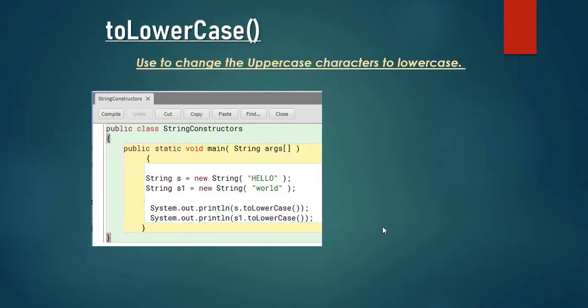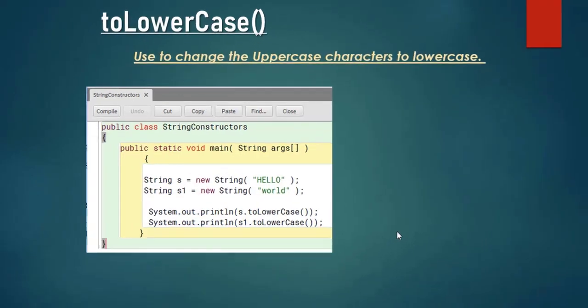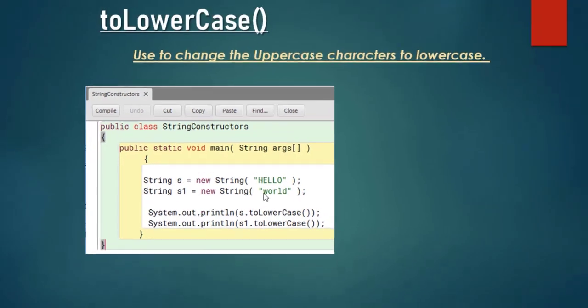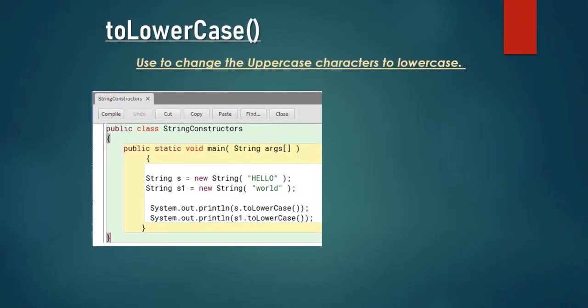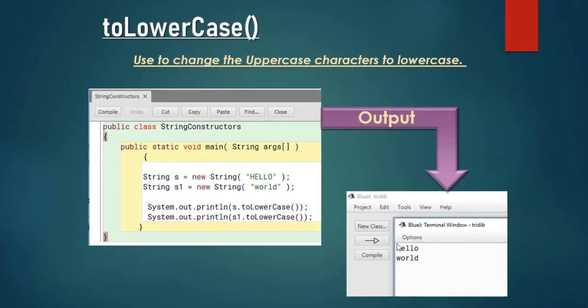Now the next example of a function is toLowerCase. This function is used to change uppercase characters to lowercase. So in this case, String s equals "HELLO" and String s1 equals "world". I have written all the characters of HELLO in capital letters, but s1 is in small letters. So if in both cases I am changing to lowercase, the output will be the same: hello will be in small letters and world as it is. So this is the output you can see.